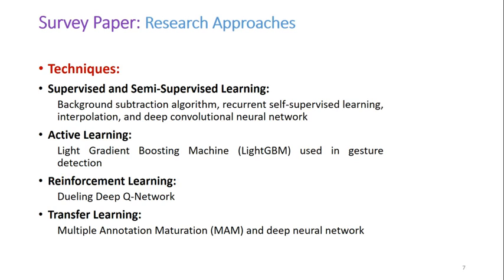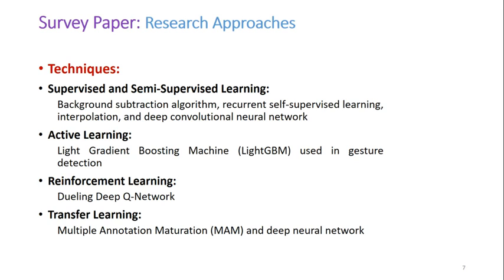In this work, we categorize the approaches into supervised and semi-supervised learning, active learning, reinforcement learning, and transfer learning. In the supervised learning process, machines are trained to map an input to output by using prepared labeled data. And actually, this technique is still the most used and successful in machine learning and computer vision problems. Some of the supervised and semi-supervised algorithms in this review paper are the background subtraction algorithm, recurrent self-supervised learning, interpolation, and deep convolutional neural network.